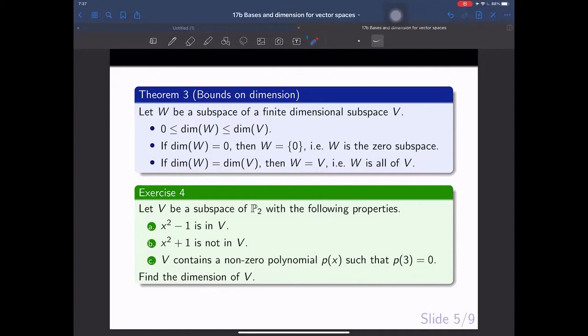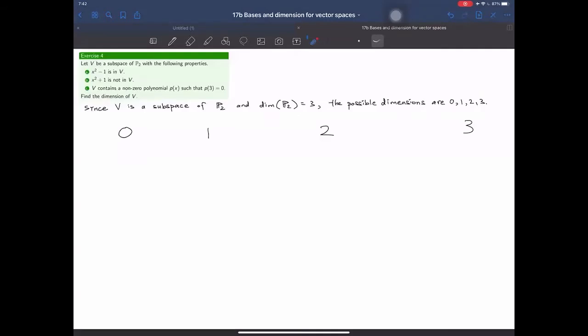In this exercise, I am working with P2 and let V be a subspace with the following properties. I don't know what V is, but just using these 3 clues, I want to find the dimension of V using what we had just seen in this slide and previous slides. First, I know that the dimension of P2 is 3. So by this theorem, the dimension of V has to be either 0, 1, 2, or 3. I will now check each possibility.